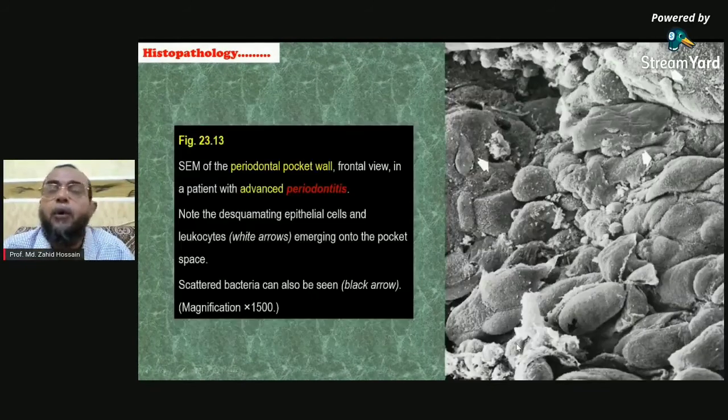Here also the same, at a bigger, 1500 magnification. Scanning electron micrograph of the periodontal pocket wall, you'll find the advanced, severe type of periodontitis.